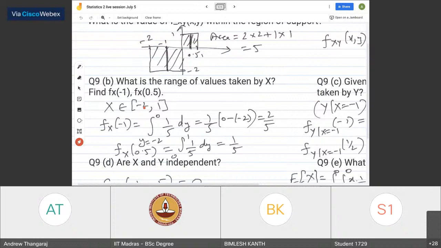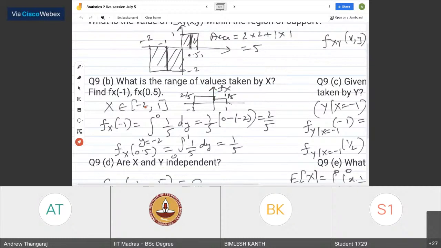So if you look at this, if you have to plot the marginal PDF of x, that's going to be from -2 to +1. It will be 2 by 5 when x is negative. It will be 1 by 5 when x is positive. Okay, so it will have a picture like that. So you remember that. So it's a slightly different looking PDF.